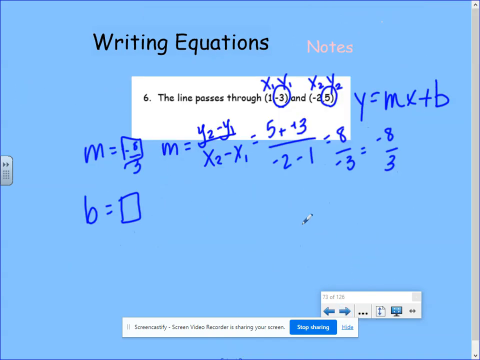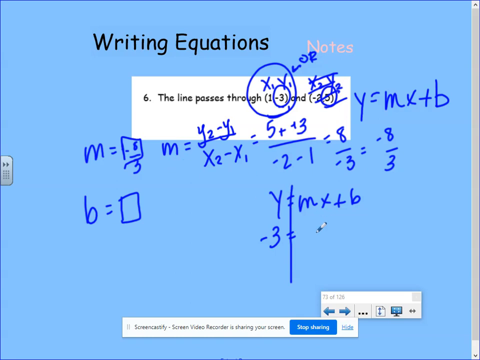So when in doubt, I'm going to start with y equals mx plus b. I'm going to count 1, 2, 3, 4 variables. I happen to know 1, 2, 3, 4, 5. Well, that's too many. I don't need to know all of those. So I'm just going to use this point here. It does not matter. I can use this one or this one. Doesn't matter. I'm going to choose this one. So I'm going to plug in the -3 for y. I'm going to plug in the -8/3 for m that we know.